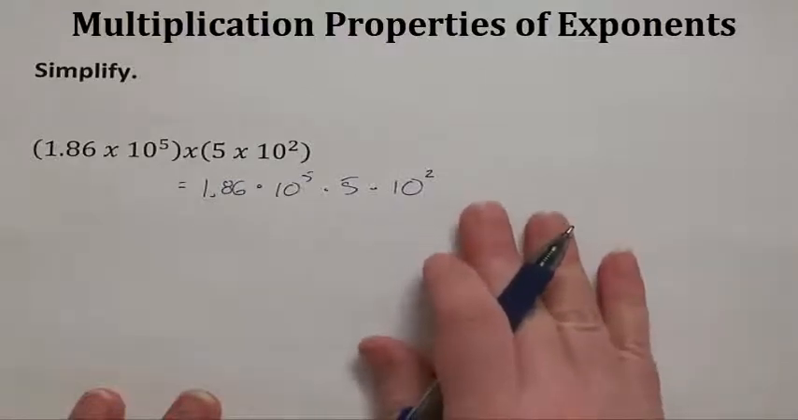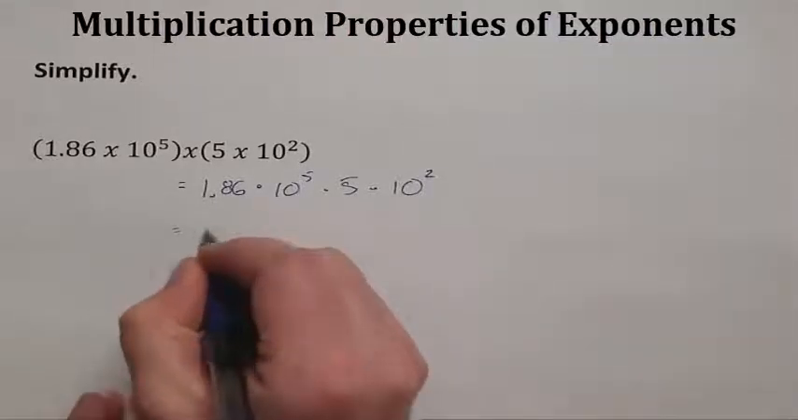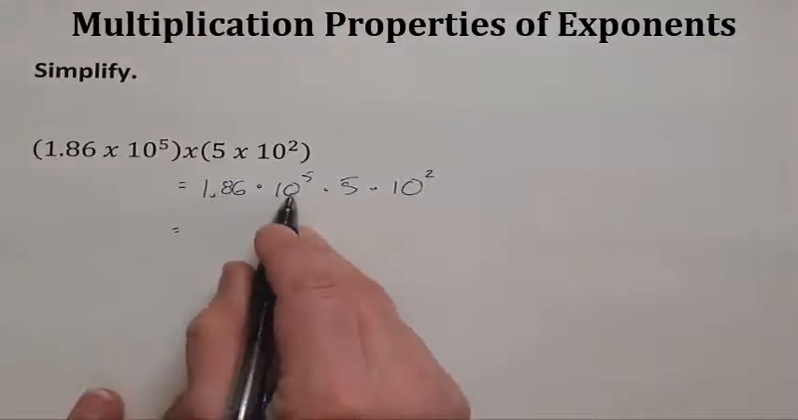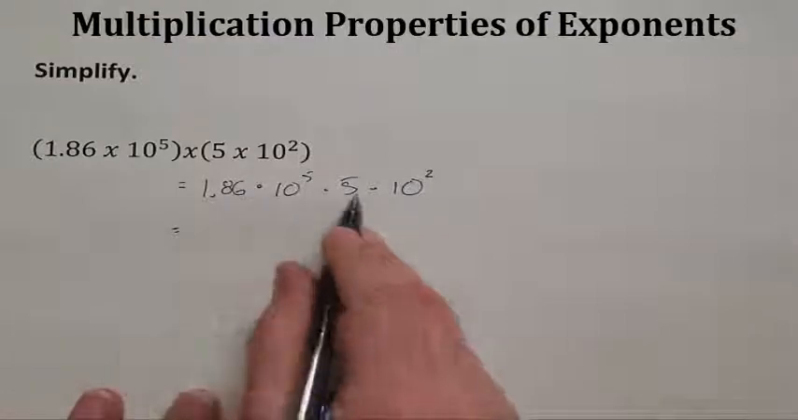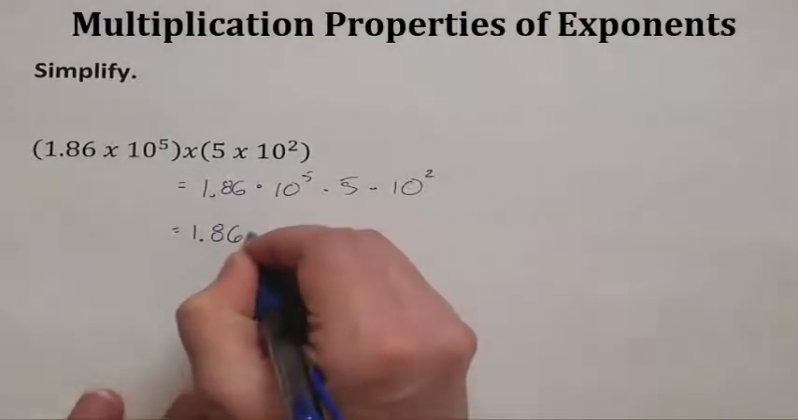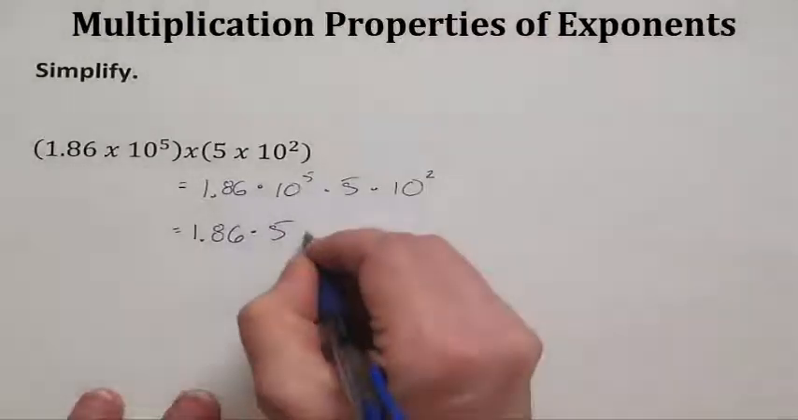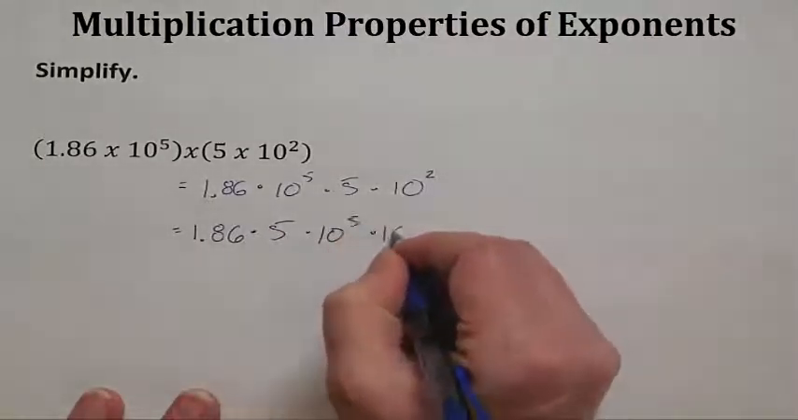So we can actually apply the associative and the commutative properties, and we can rearrange this. So I want to have my base 10s next to each other, which means my just regular numbers need to be next to each other. So here's 1.86 being multiplied to 5. I just went ahead and rearranged them so they're next to each other. And then my base 10s are next to each other.